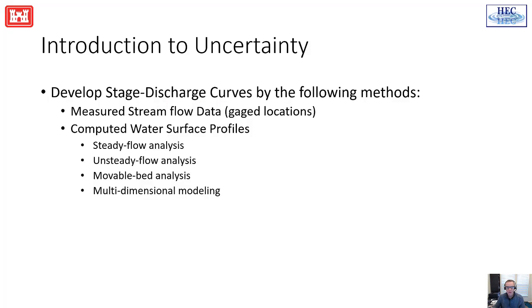We can develop stage discharge curves from observed or measured data or through computed water surface elevation profiles. Typically, we don't have a long enough record to be using observed data, so we have to compute water surface elevation information through river hydraulics modeling. Based on those water surface profiles, we are then able to develop a stage discharge rating information. Modeling can be performed through either steady flow analysis, unsteady flow analysis, or multidimensional modeling.